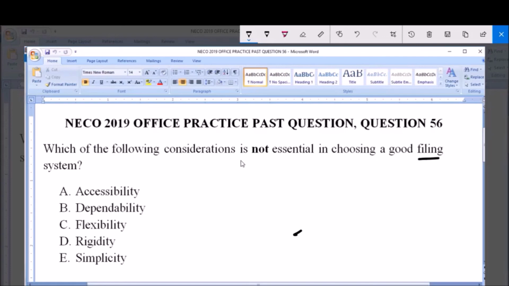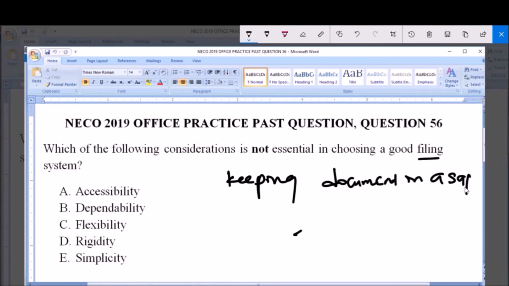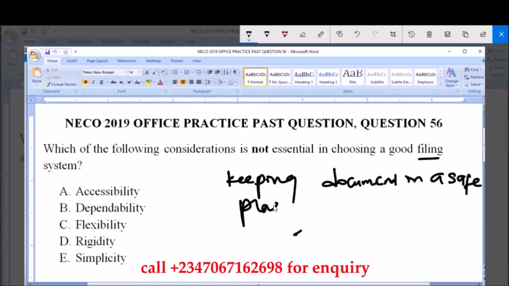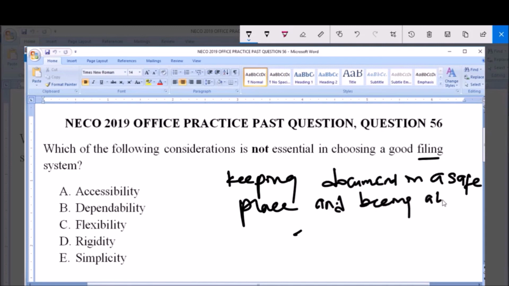Filing simply refers to keeping documents in a safe place and being able to find them easily and quickly.